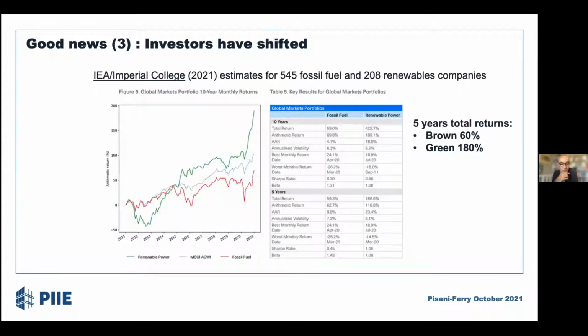The third piece of good news is that investors have shifted. The IEA recently published, together with the Imperial College, an assessment of the valuation of the total returns on green and brown assets based on a large sample of companies. The fact that you're seeing the valuation of green assets being much higher now than the valuation of brown assets is indicative of the fact that the private economy is changing gear.